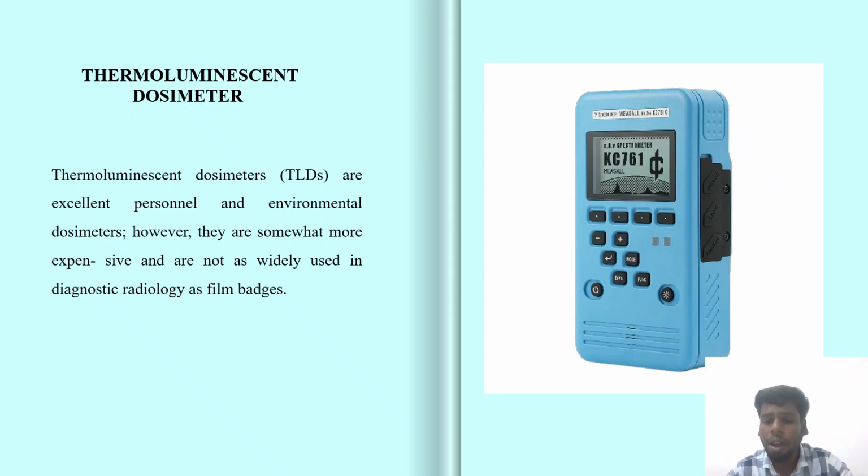The intensity of the emitted light is directly proportional to the amount of radiation absorbed. The radiation absorbed is directly proportional to the intensity of the emitted light, and also the inverse.